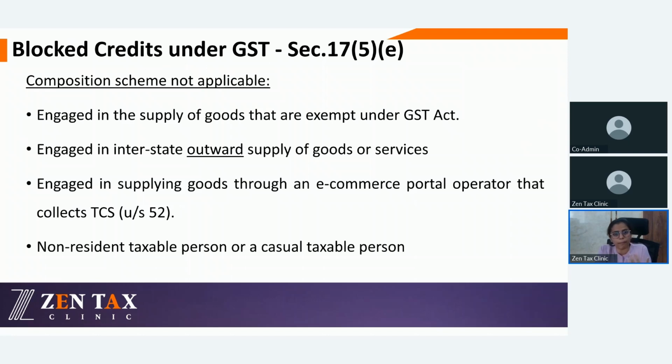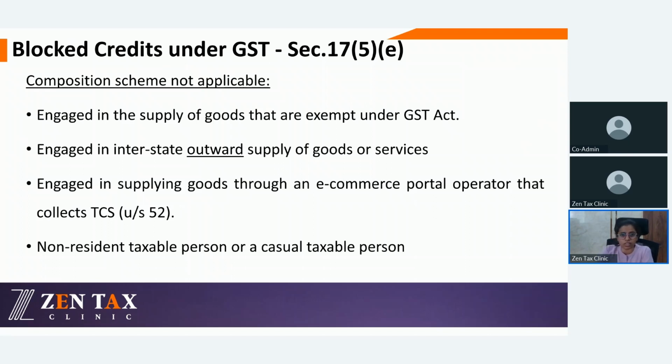For example, if I'm a manufacturer in Tamil Nadu, but I'm purchasing goods for manufacture from Kerala. In this case, there is only an interstate purchase of goods, but I sell the goods within Tamil Nadu. So there is only interstate purchase, and there is no interstate outward supply. In this case, I'll be eligible to opt for the composition scheme. So the section prohibits only the outward supply of goods and services if it is interstate.